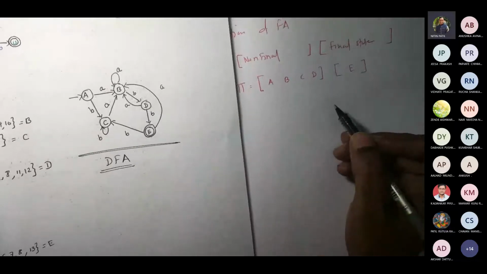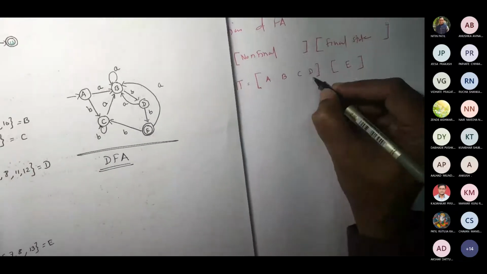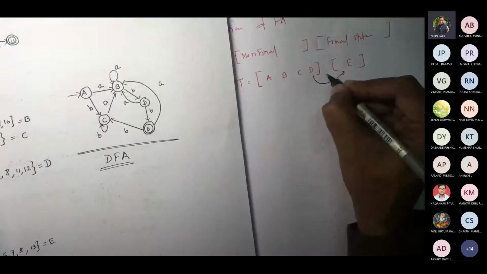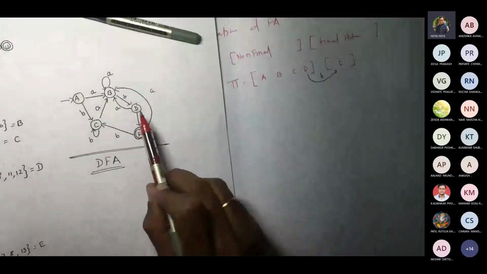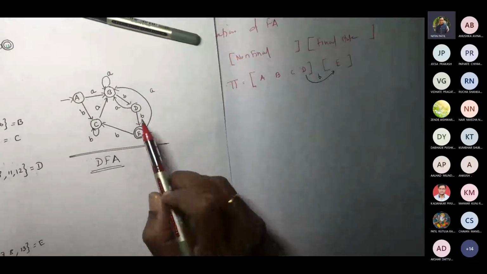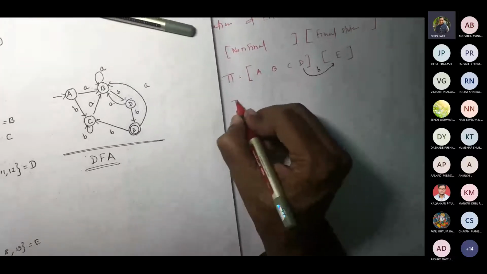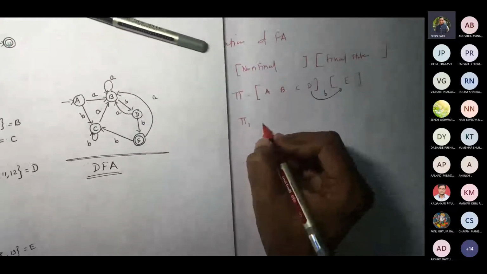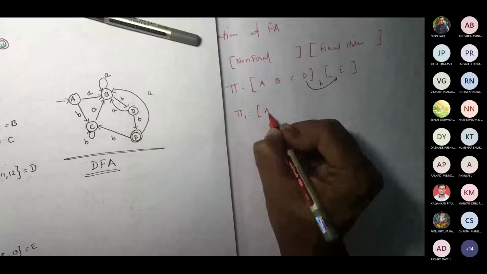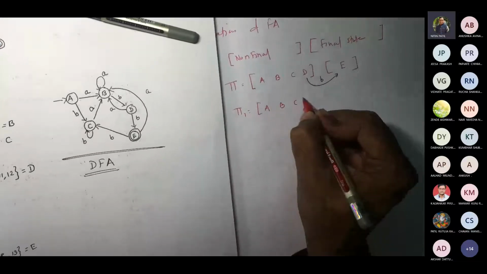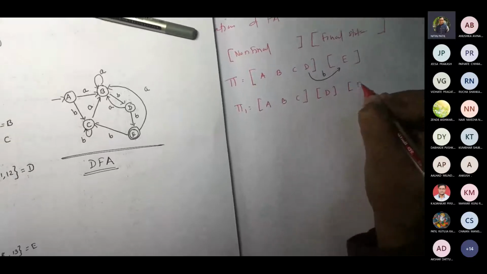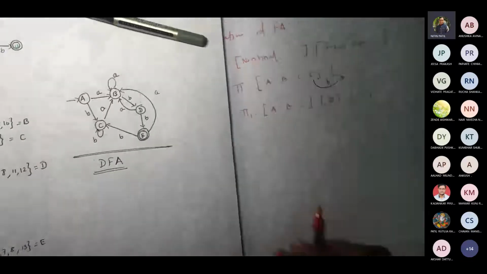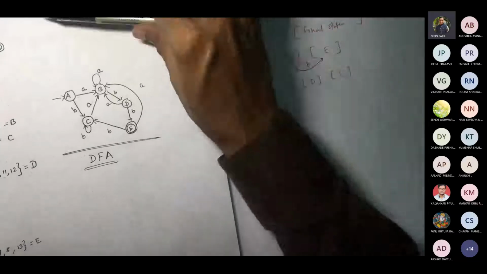But for D now, for input b, it is going here, correct? Fine. Check this diagram. See, from D we are going to E with b. That's why you construct pi1. Now pi1 would be what? Now you group these states. You separate this D because it is going outside. And now we have E. Fine.